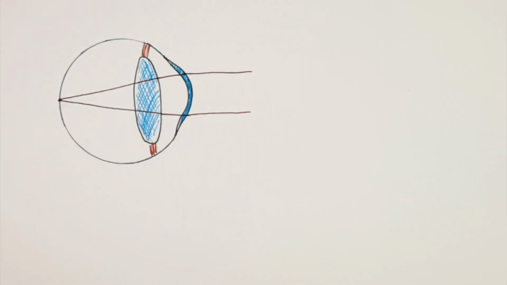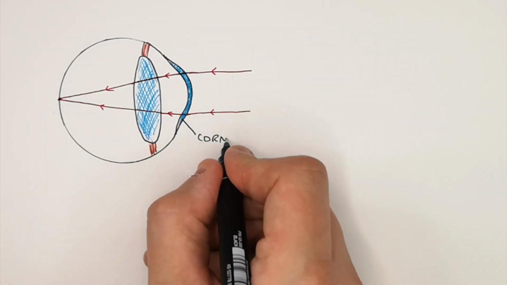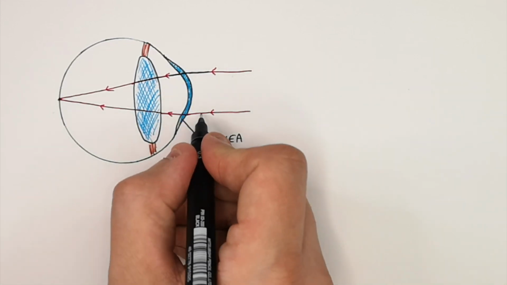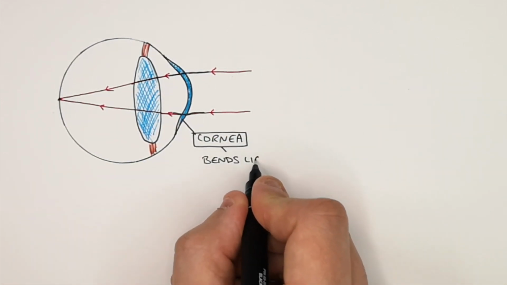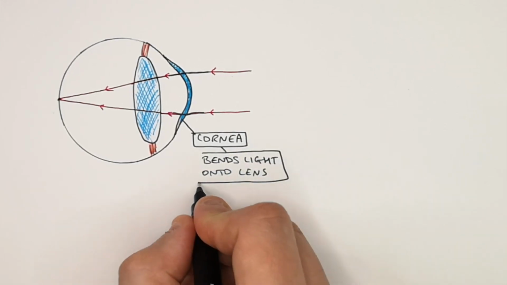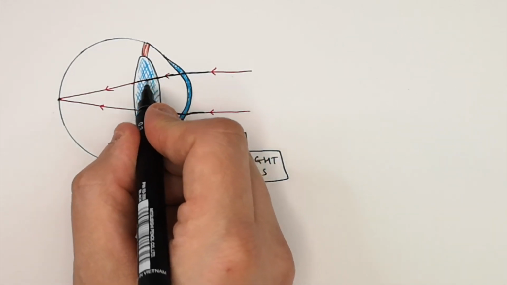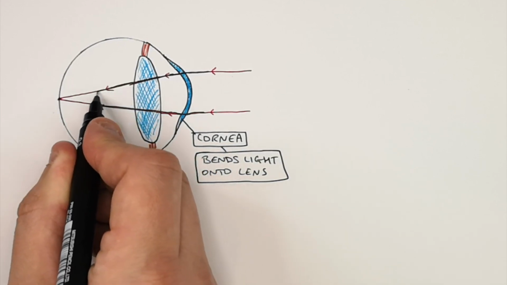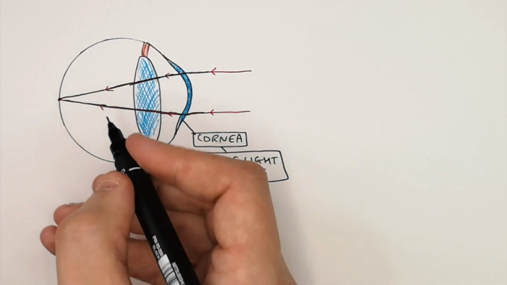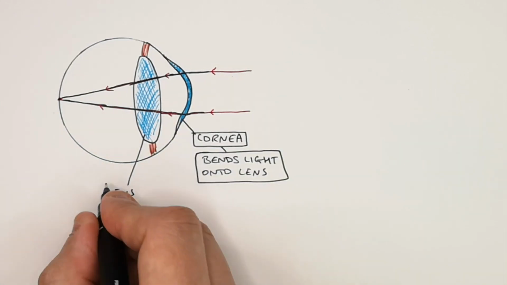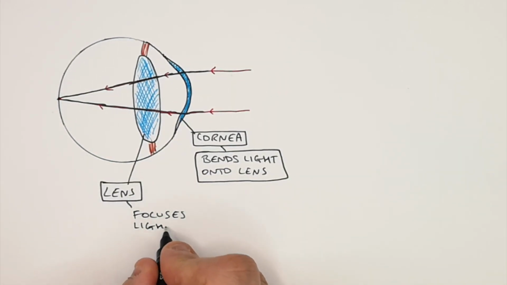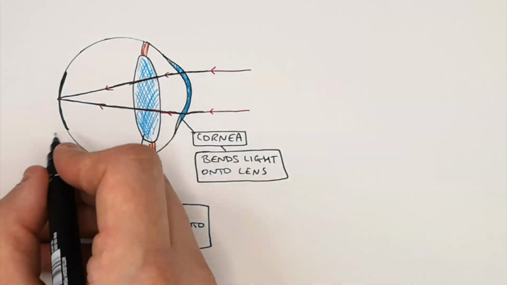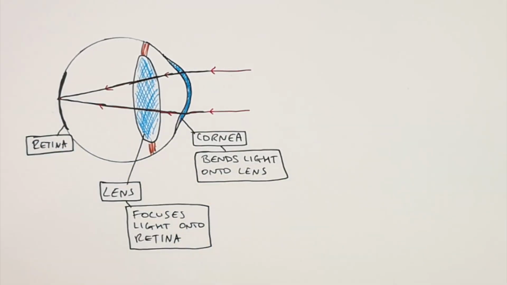called the retina. So remember, what the cornea does, it's going to bend the light, so it refracts the light towards the lens. And the lens is going to refract or bend the light towards the point on the retina. So it focuses the light onto the retina.